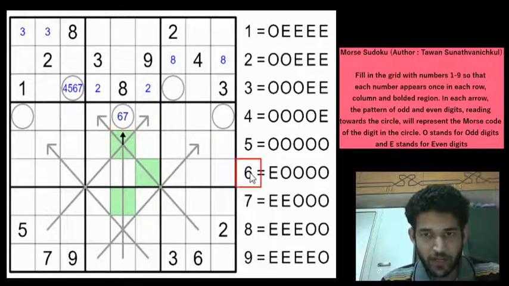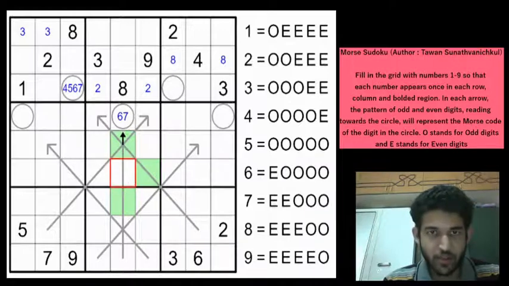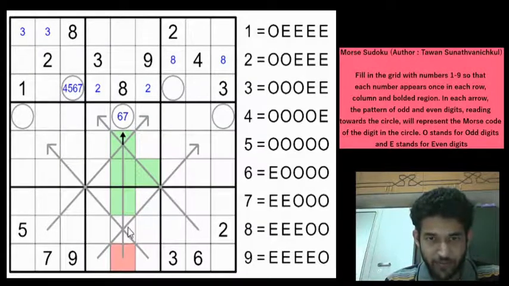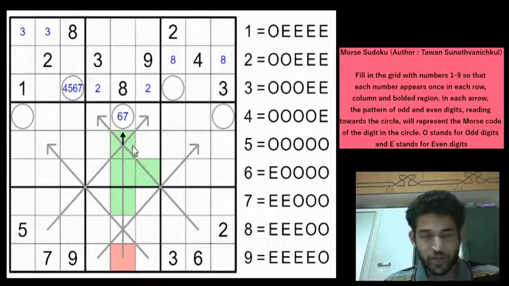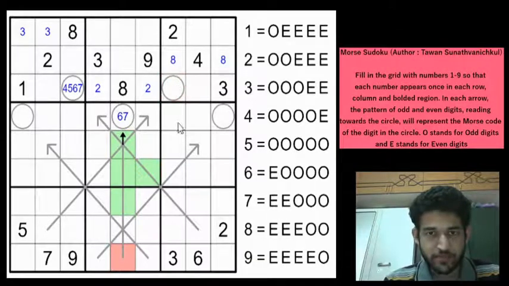And the commonality between 6 and 7 is that last 3 digits are odd, right? Nothing else is common. So we can mark this cell also as odd. So this would be odd. And the first digit is even, right? So we can mark the first digit as even. And we don't know the parity of row 8, column 5. It can either be odd if it is 6 or it can be even if it is 7. Okay.